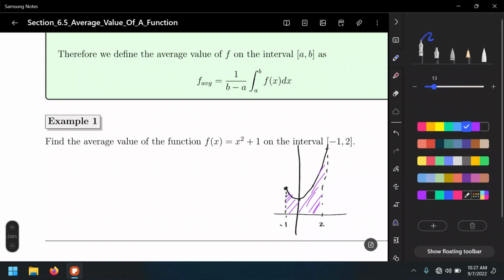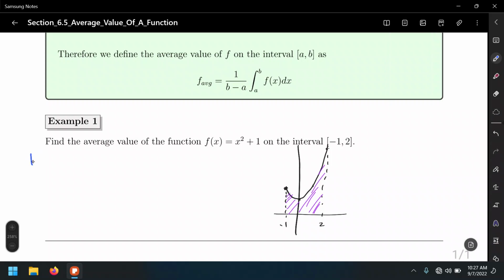So let's do the calculation. F average is 1 over b minus a, the integral from a to b of f of x with respect to x. Well, b, which in this case is 2, minus a, which is -1. Be careful with the signs in here. That's the integral from -1 to 2 of x squared plus 1 with respect to x.